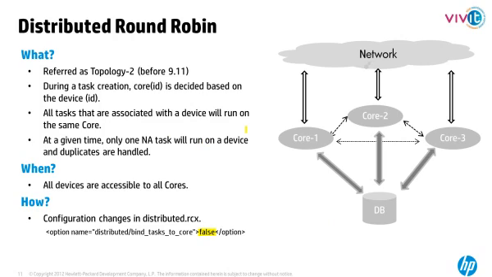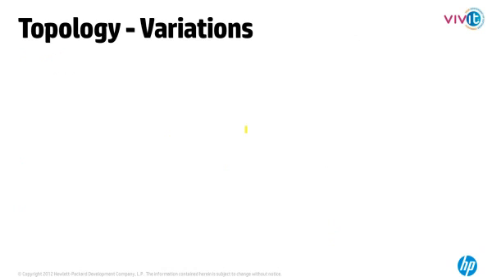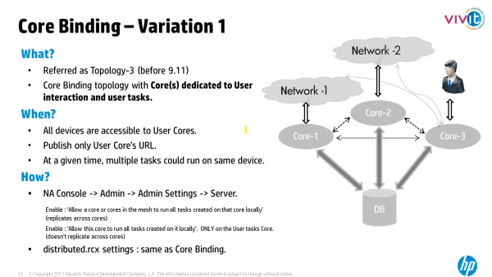Perfect. Let's keep going. So now we talked about the primary topologies. Now we'll talk about the variations. What are the variations for these 2 primary topologies? The first one is core binding variation 1. This is referred to as topology 3 before 9.11. The important thing is it's the same as the core binding topology, except that 1 or more cores are dedicated for the user interaction and user tasks. So it's very important we understand both.